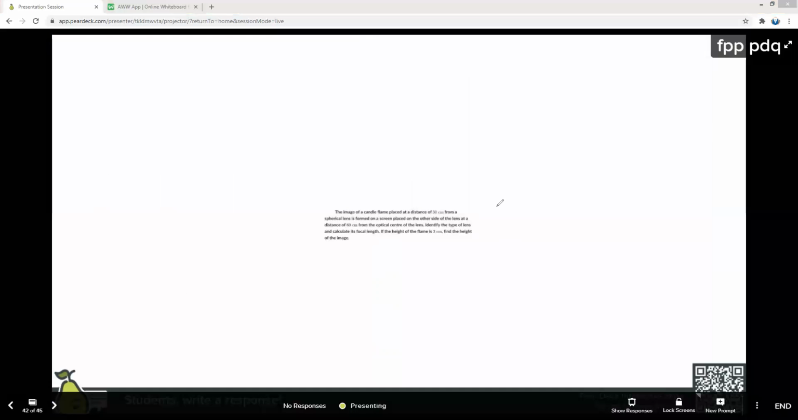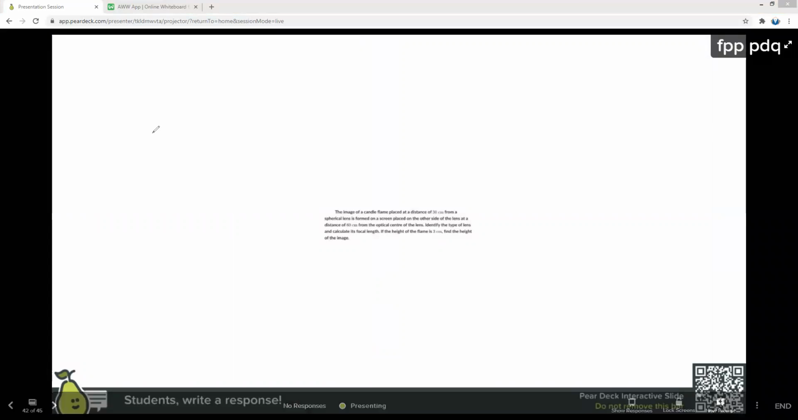So this is the last question. I'll quickly do it. You have your image distance as 30 centimeter. First of all, identify the lens.